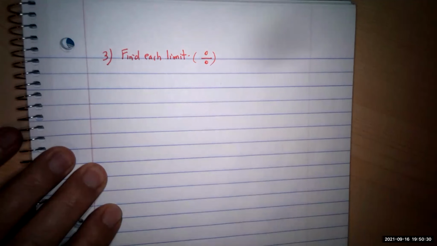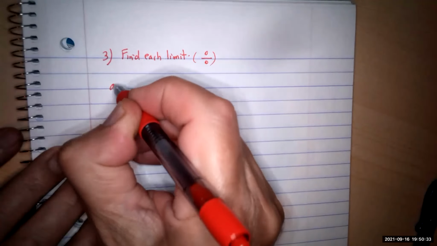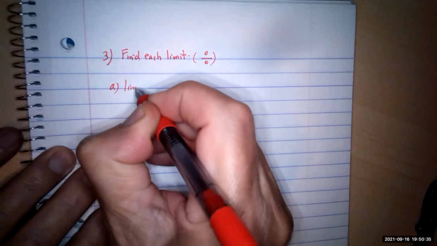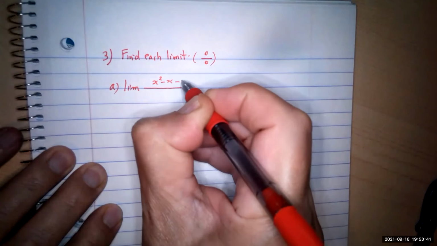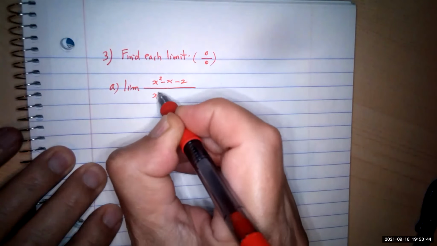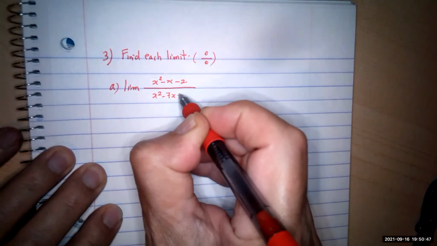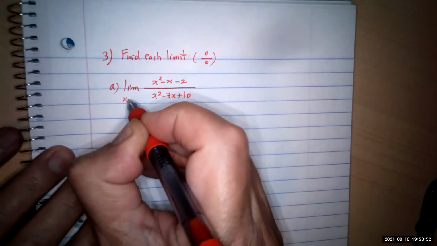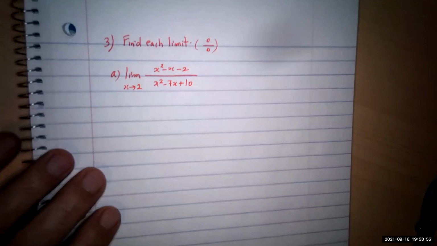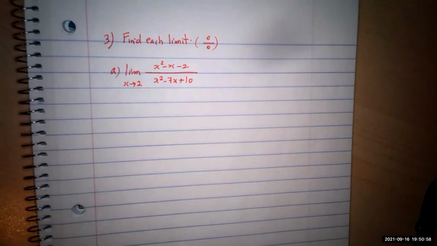Okay, so we have 2 parts. The part 1, your limit is going to be the limit of x squared minus x minus 2, and the second part is x squared minus 7x plus 10. You want to find this limit when x goes to 2. You substitute first. You may not get a 0 over 0. If you substitute and it's not 0 over 0, you're done. But we substitute to see if it is going to be 0 over 0.